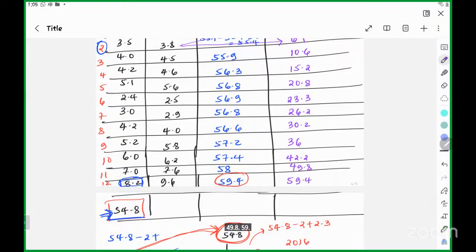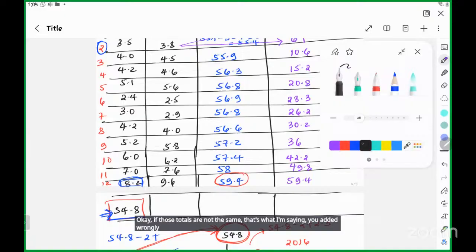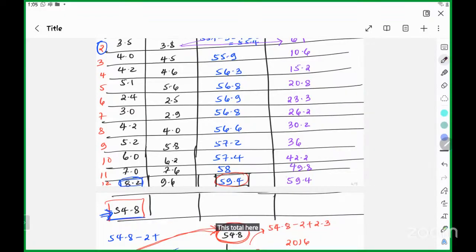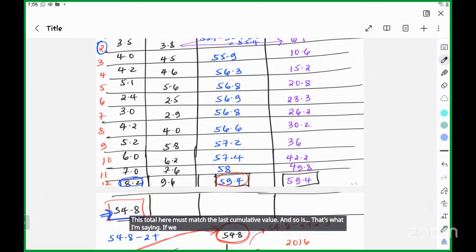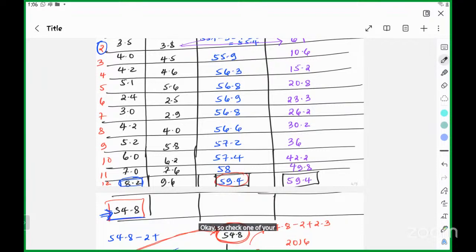59.4. Okay, nice. And then that last cumulative value is again the total of 2016. If those totals are not the same, that's what I'm saying, you added wrongly then. This total here must match the last cumulative value. If we had got something different from 59.4, we would have a mistake. So check one of your figures.